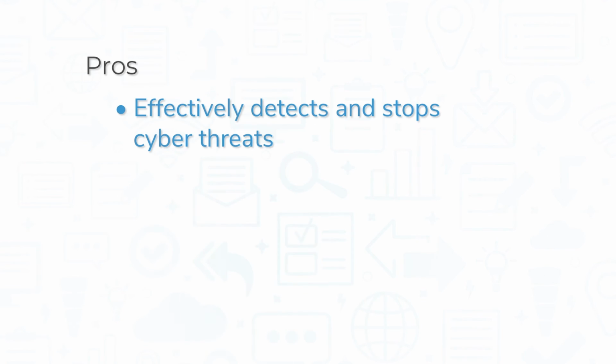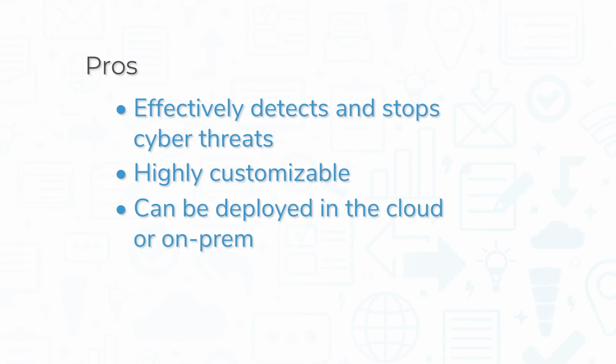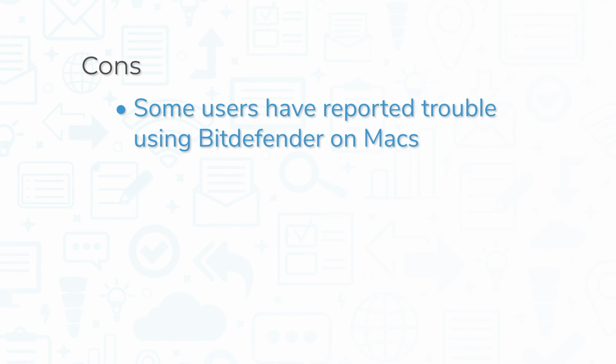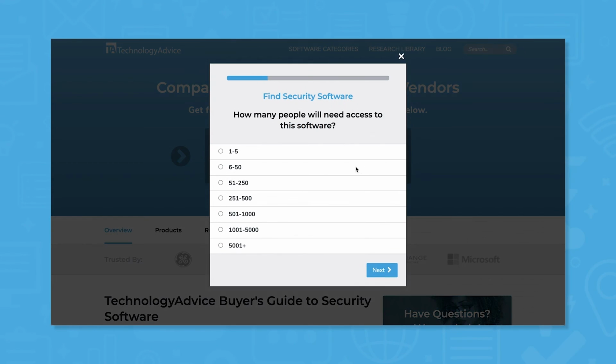Bitdefender GravityZone is a top-rated security solution that effectively detects and stops cyber threats before they can cause serious damage without being too taxing on your system. GravityZone offers a good amount of customization, and you can deploy it in the cloud or on-premise. Bitdefender is compatible with a number of different operating systems, but some users have reported trouble when using the software on Macs.